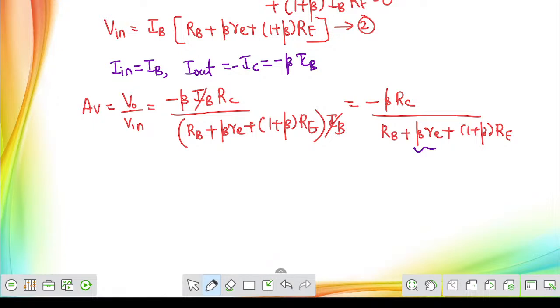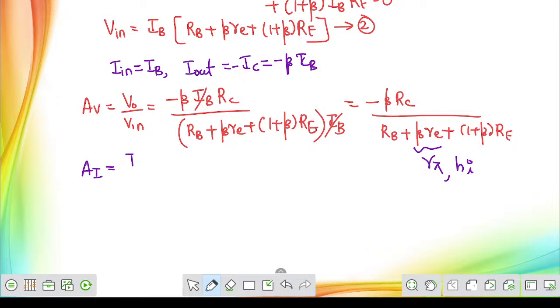Sometimes what they will do now, in place of beta times of RE, they will use R pi, or they will use HI in terms of hybrid parameter. All these are equal. We know, yesterday in class I derived all these things. Similarly, now let us explore it for current gain.